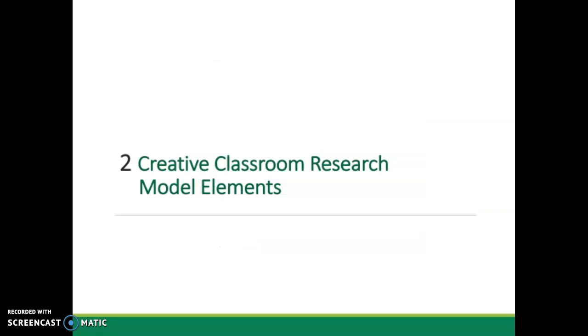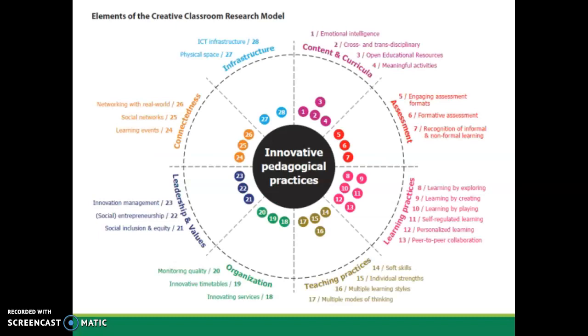So moving on to the elements of the creative classroom research model. Creative classrooms are conceptualized as innovative learning environments that fully embed the potential of information, communication, and technologies to innovate and modernize learning and teaching practices. In this model, the term creative refers to innovative practices such as collaboration, personalization, and active learning, while the term classrooms is used in its widest sense as including all types of learning environments, either informal or formal settings.